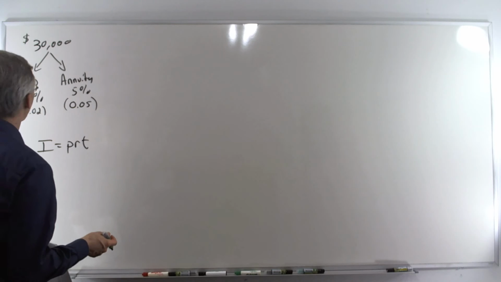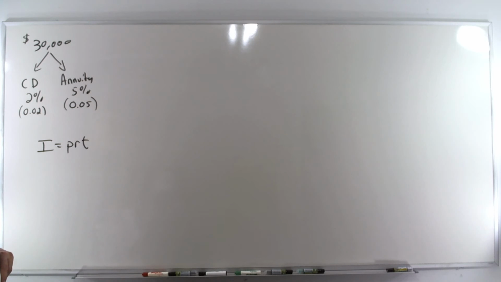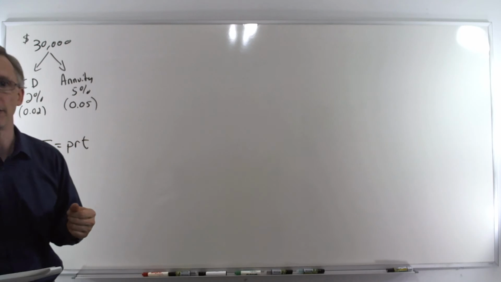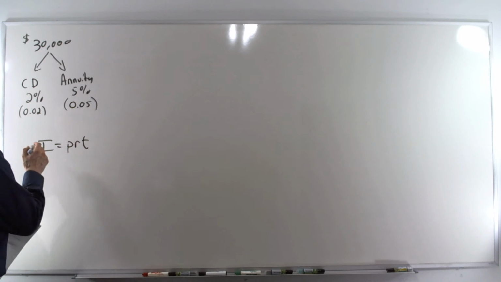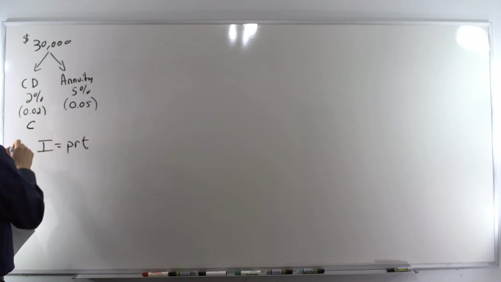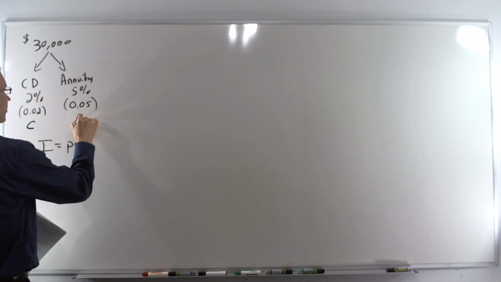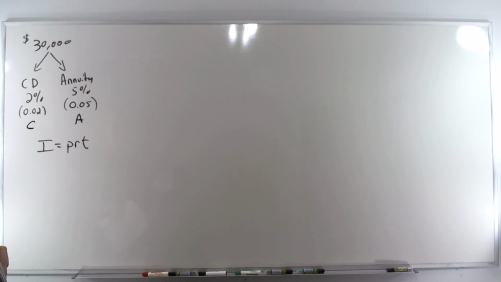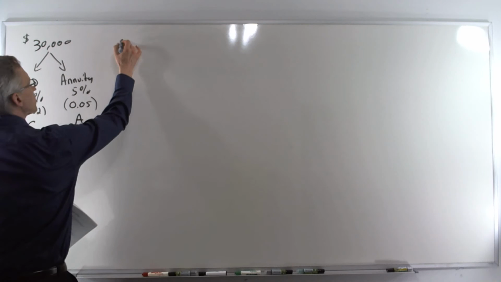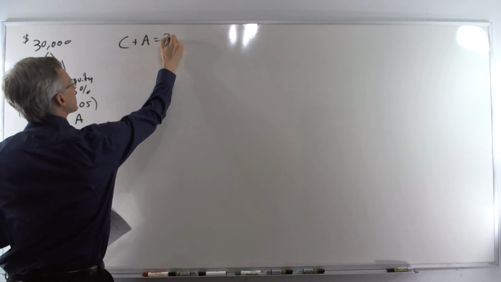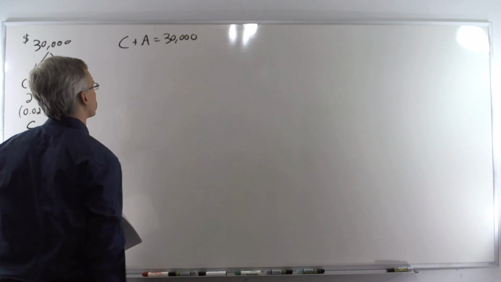We're going to need a couple of different equations to represent what's going on here. First of all, let's get some variables. The question asks for how much is invested in each account. Those are two unknowns, so we have to have a variable for each one. I'm going to use meaningful variable names. For the CD, I'm going to use the variable C, and for the annuity, I'm going to use the variable A. Now we know that the amount of money put in those two accounts, if we add them together, is $30,000. So C plus A equals $30,000. So there's one equation we're going to use.